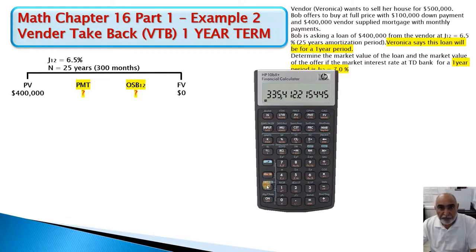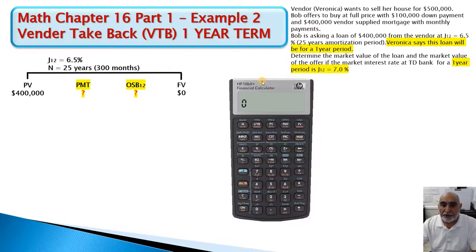Okay, I'm going to clear everything from the calculator. So first thing, J12, 12 goes first, and 6.5. Done. No conversion needed. N is 300. Interest rate's been dealt with. PV is 400,000. And 0 is FV, and the payment came out to be this. So it's to the next penny.